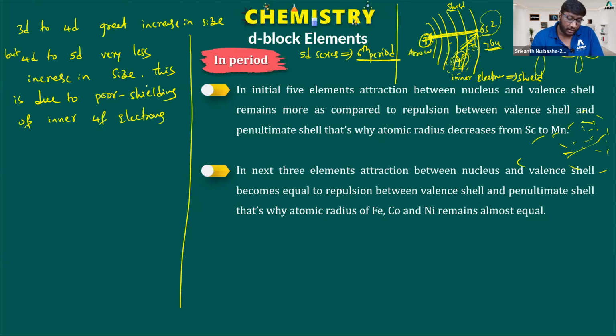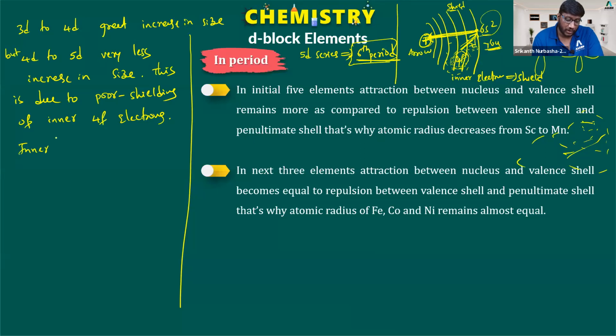Write down. This is due to the sixth period. That means in the 5d series, whatever elements you have, they are going to be almost equal in size when compared to the 4d series. But from 4d to 5d, there is very little increase in size. This is due to the poor shielding effect of the inner 4f electrons.